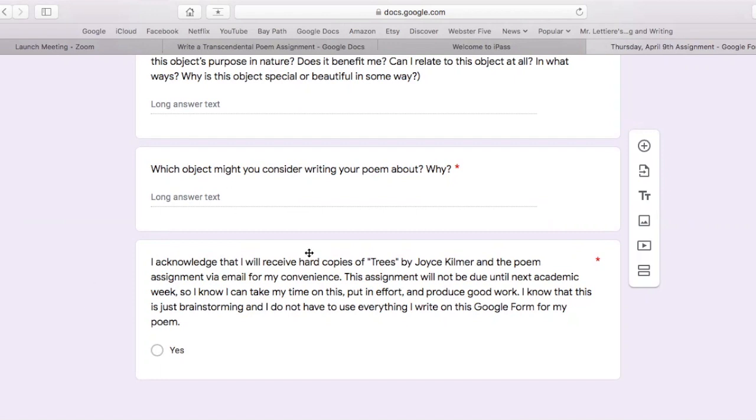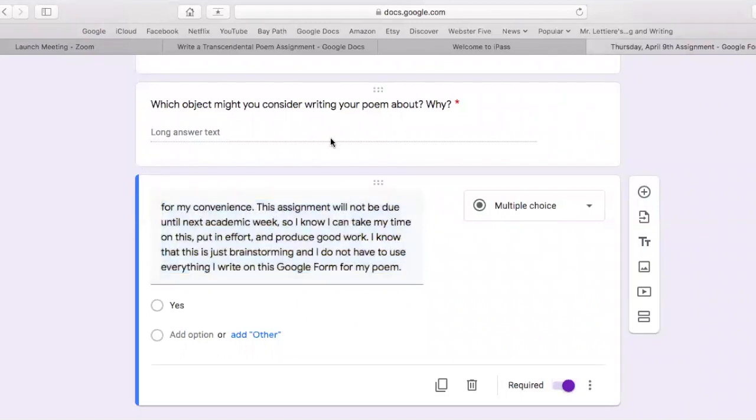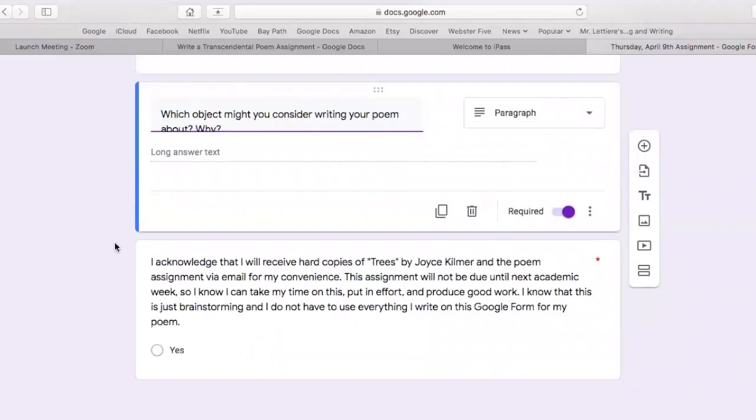This assignment will not be due until next academic week. This assignment will not be due until next academic week, so I know I can take my time on this, put in effort, and produce good work.